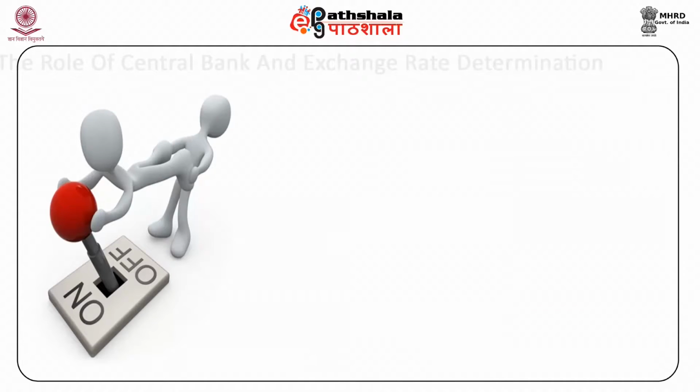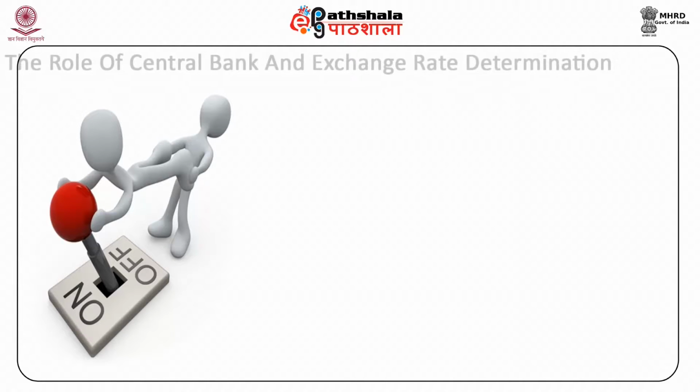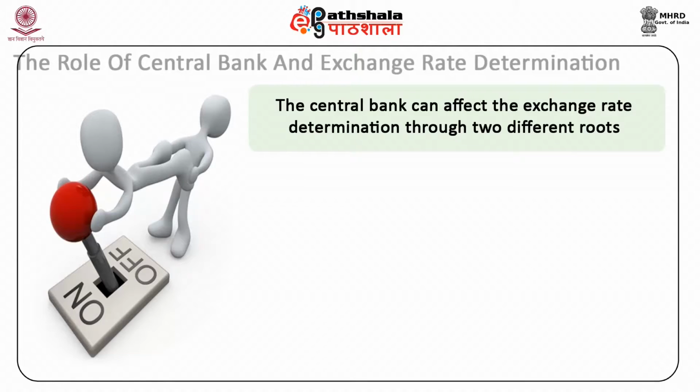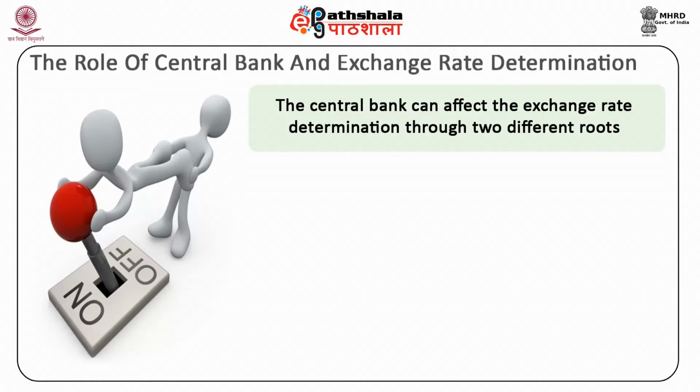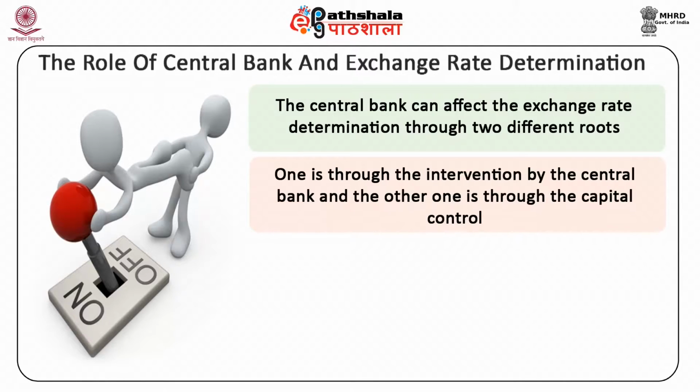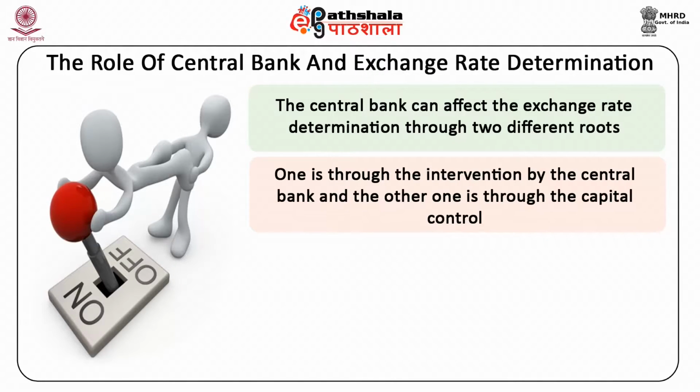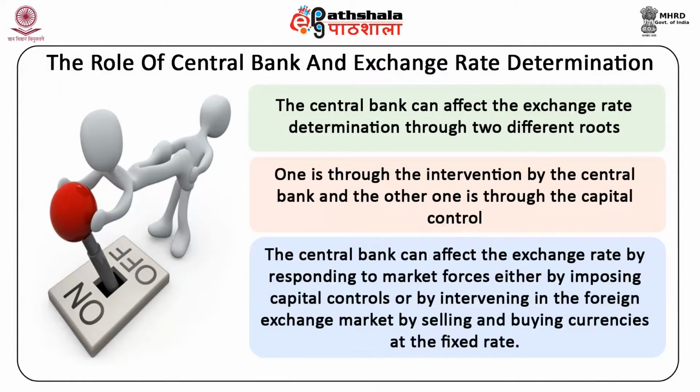The role of central bank and exchange rate determination. The central bank can affect the exchange rate determination through two different routes. One is through the intervention by the central bank, and the other one is through the capital control. The central bank can affect the exchange rate by responding to the market forces, either by imposing capital controls or by intervening in the foreign exchange market by selling and buying currencies at the fixed rate.